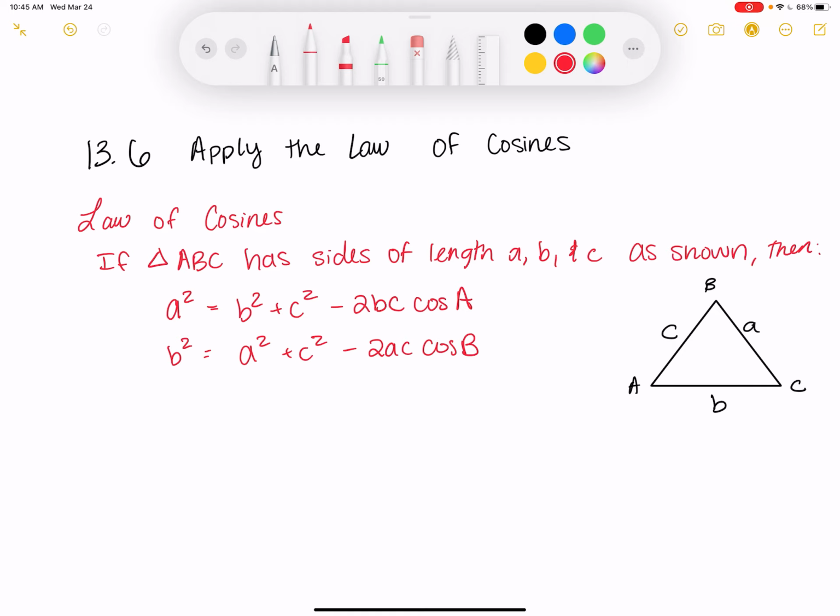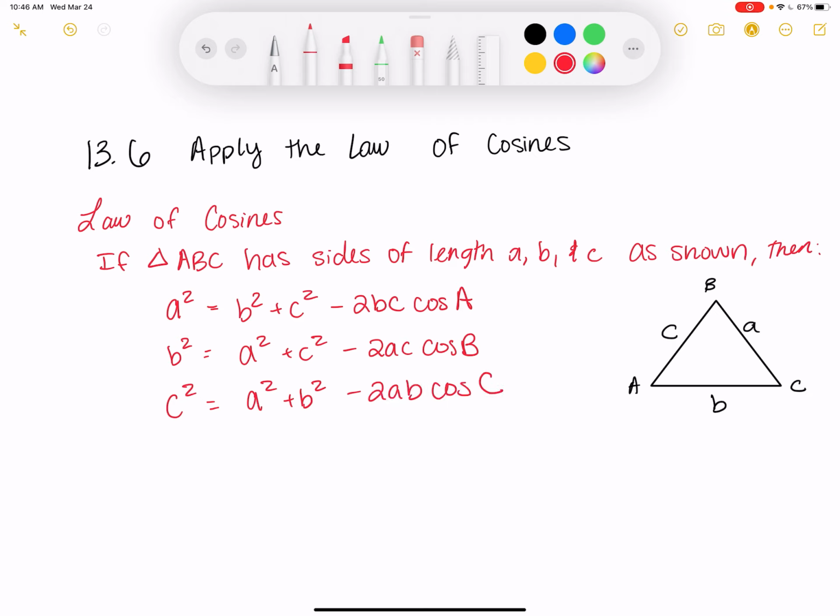Okay, we're ready to learn now. Alright, so law of cosines. If triangle ABC has sides of length A, B, and C as shown in the triangle over here on the right, then there are three options. A squared is equal to B squared plus C squared minus 2BC cosine A. B squared is equal to A squared plus C squared minus 2AC cosine B. Or C squared is A squared plus B squared minus 2AB cosine C.